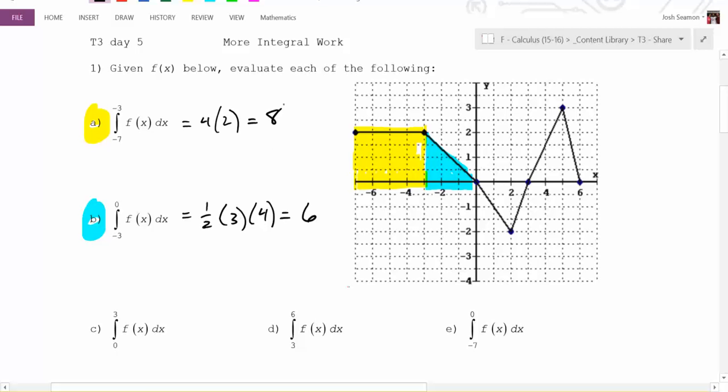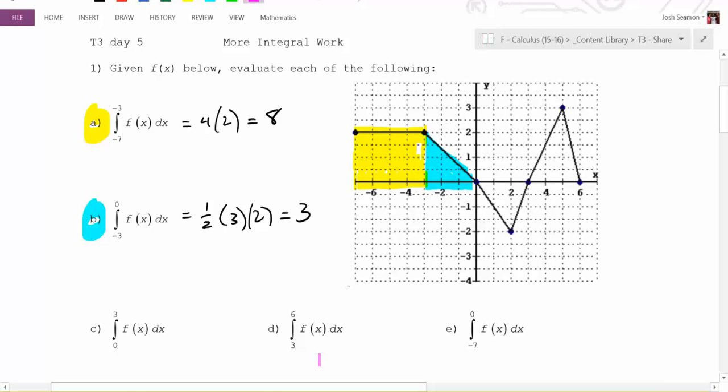And then this one's going to be 1/2 base times height. So what's that going to be? Not 4, it's going to be 2. So that's going to be a 3. Does everybody see what's going on here? Oh, look, it's 2 right there. It's a different scale, so it kind of threw you for a loop.